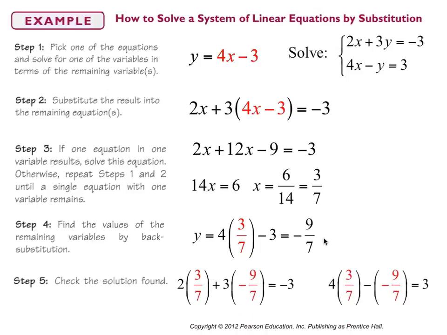Step 5 is to check the solution that you found. The easiest way to check this is to just plug x and y into both equations, equation 1 and 2, and make sure that they both work. So we have 2 times 3/7 plus 3 times negative 9/7 equals negative 3. If we simplify this, this one does in fact work out. You get negative 3 equals negative 3. And over here we have 4 times 3/7 minus negative 9/7 equals positive 3. Again, if we simplify this one, it also works. We get 3 equals 3. So our solution, which we'll write as an ordered pair (x, y), is going to be (3/7, negative 9/7), because 3/7 is our x value and negative 9/7 is our y.